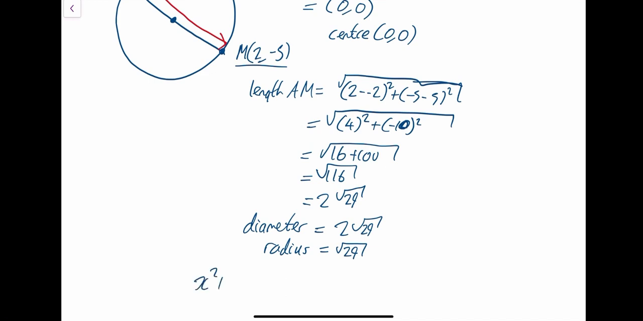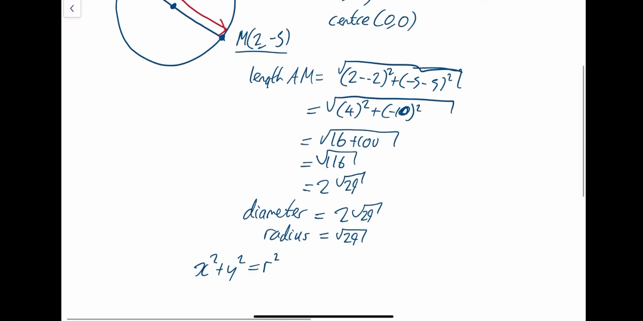Remember, the equation of a circle is x squared plus y squared is equal to r squared. That's the equation of a circle centered at the origin. So our circle is just going to be x squared plus y squared is equal to root 29 squared, which just gives you 29.